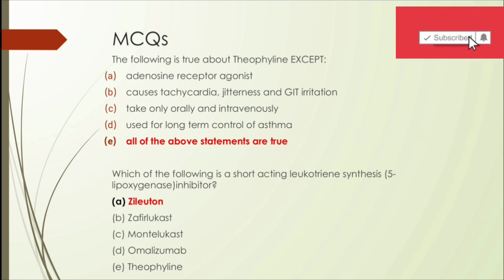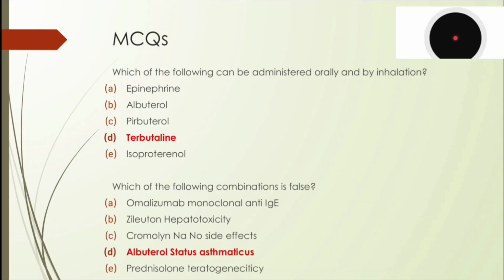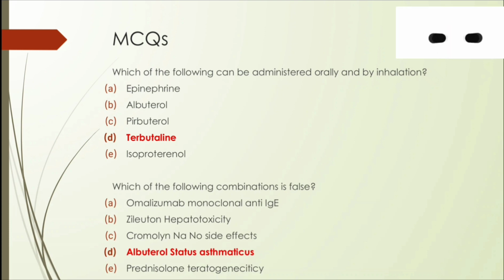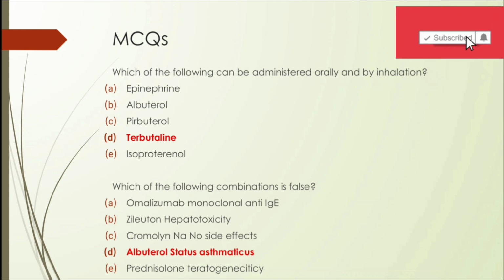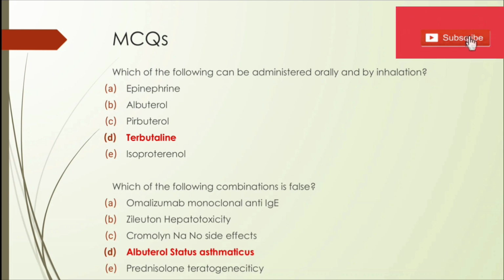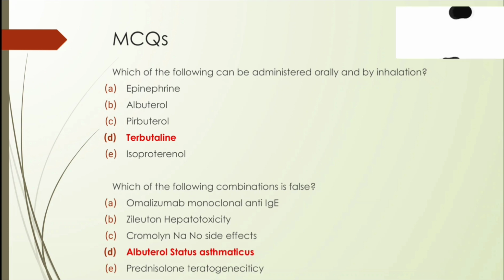All of the following are true about theophylline, except. Then, which of the following is a short acting leukotriene synthesis inhibitor, that is a 5 lipooxygenase inhibitor? Then which of the following can be administered orally and by inhalation? This we have already seen. This is the terbutaline. We are taking it orally as well as by inhalation. Then which of the following combinations is false? So this is all about sympathomimetics.